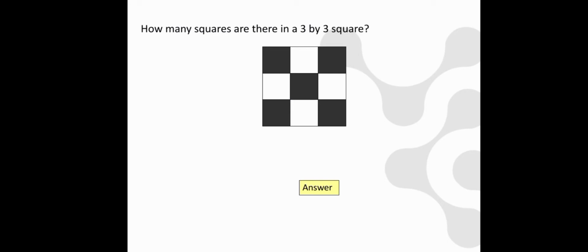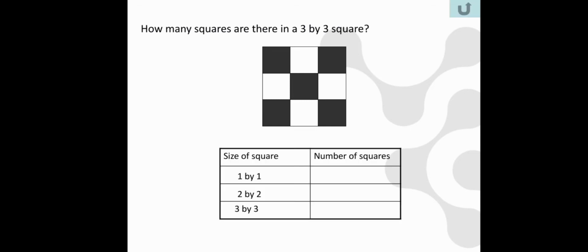So, let's first answer the question, how many squares are there in a 3 by 3 square? The answer is not 9. Why? Because there are different kinds of squares in a 3 by 3 square. There is a 1 by 1, 2 by 2, and a 3 by 3 square.